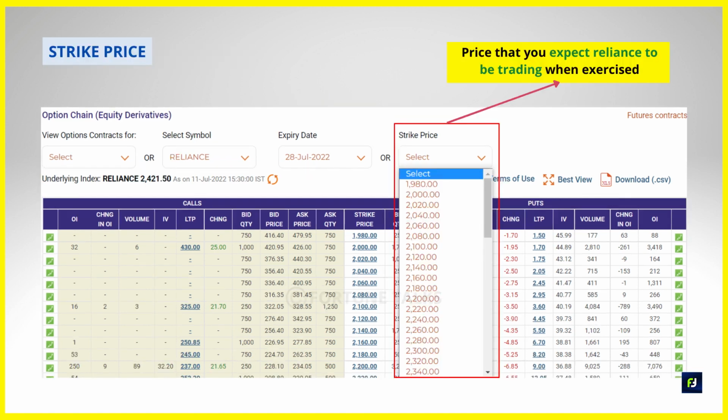Now on the other hand, the strike price is an anchor price, or the price that you expect Reliance to be trading at at the end of the day or at the end of an expiry, and at which both option buyer and option seller enter into an agreement. It is like a reference point for many other calculations like the break-even point, intrinsic value of an option, etc. So there are a lot of strike prices available to choose from and we will get to that in a moment.